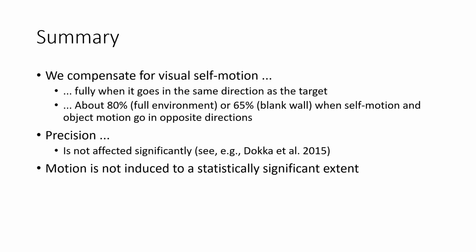So overall, as a take-home message, we found that we're actually pretty good at this task and mostly compensate well for self-motion, even when the only cues we have about the self-motion are visual. It might be a bit harder when we move in the opposite direction of the target, but still. And it does look like compensating for self-motion might be connected to losses in precision, particularly when the environment provides fewer cues to self-motion.